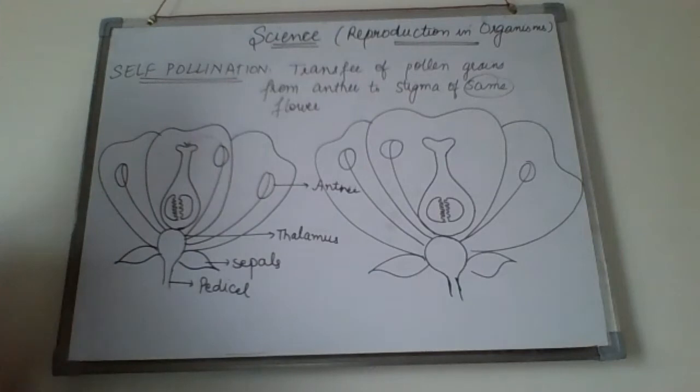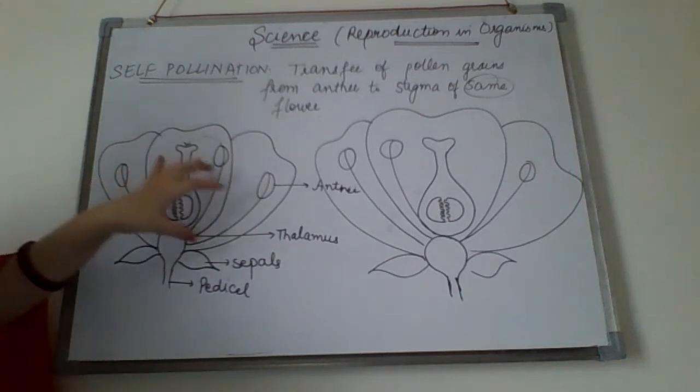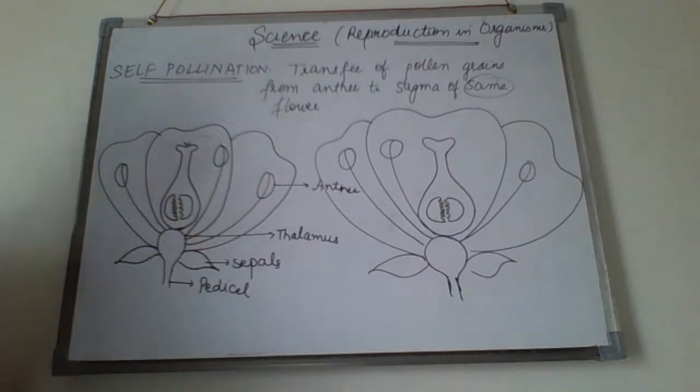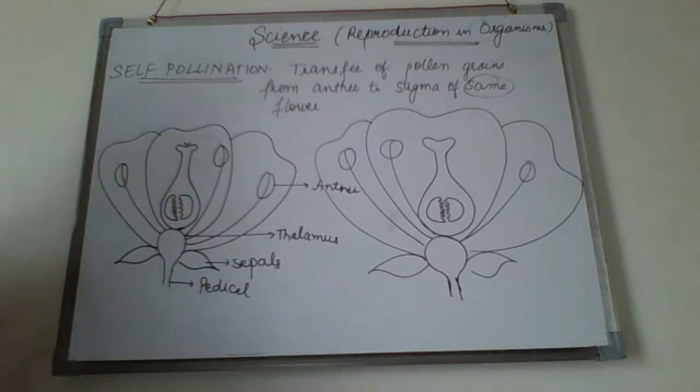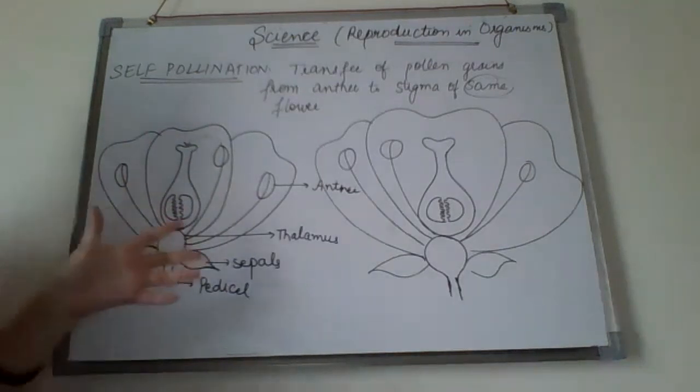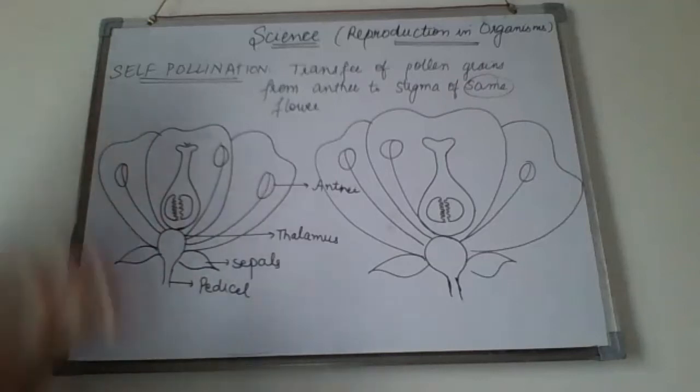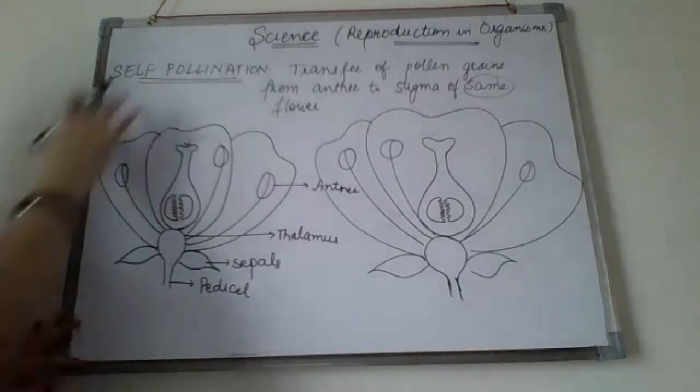Self-pollination takes place in the complete flowers or bisexual flowers that bear both the male and the female reproductive parts. So there is simply transfer of pollen grains. Next we will be studying how these pollen grains are being transferred.